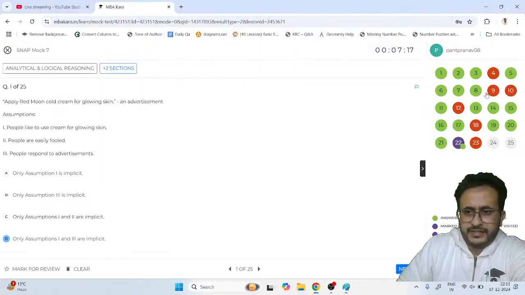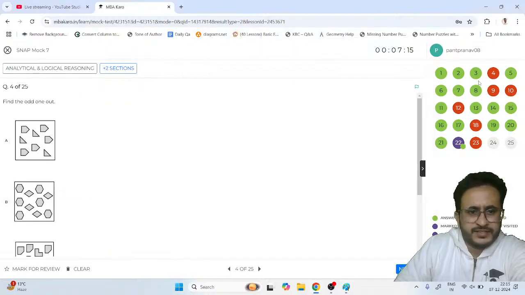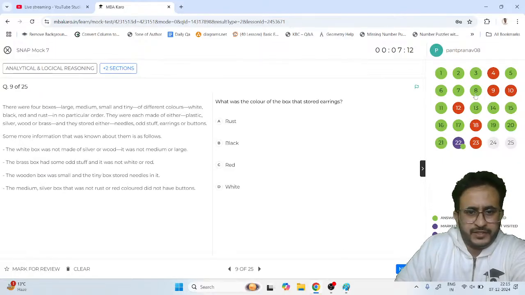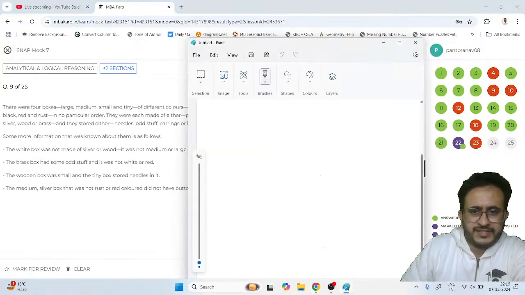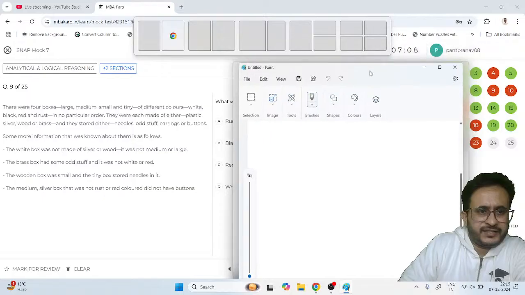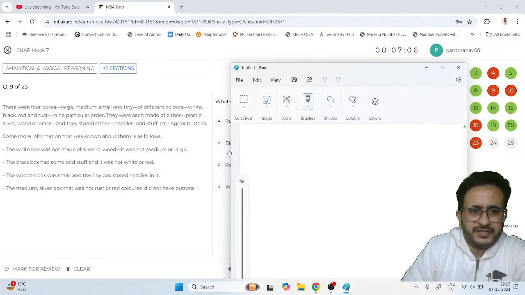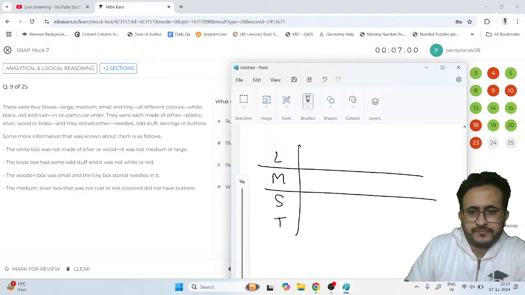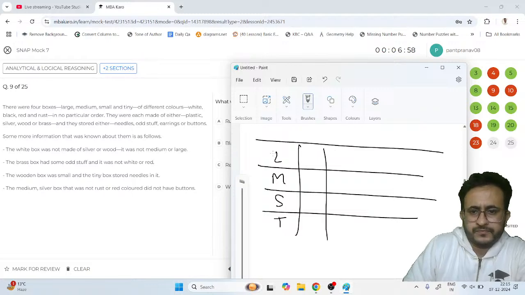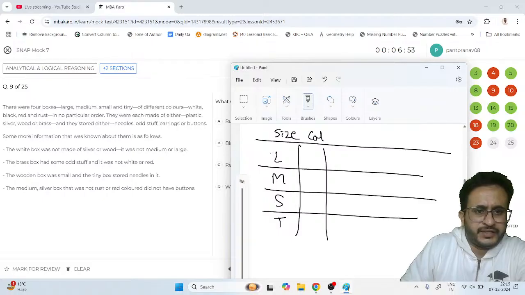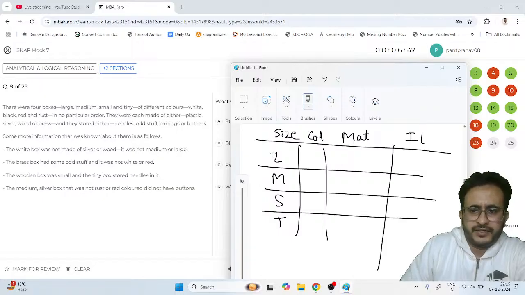Okay, so we had left some of the questions. This one was the one, so we'll skip it. This was a puzzle. It said that there are four boxes: large, medium, small, and tiny, and they are of different colors. Size, this is the color, the material they are made of, and what is the item in that.